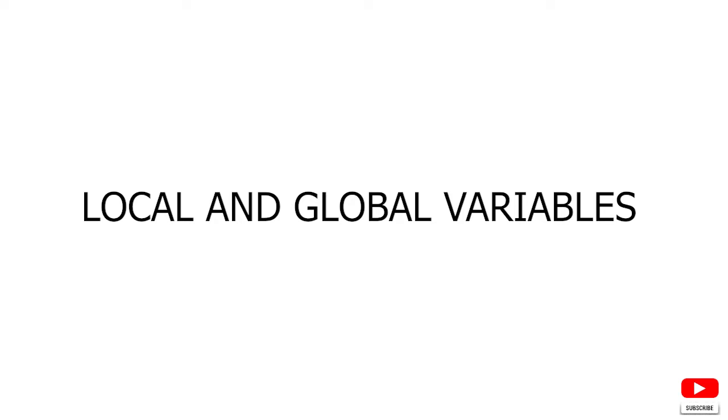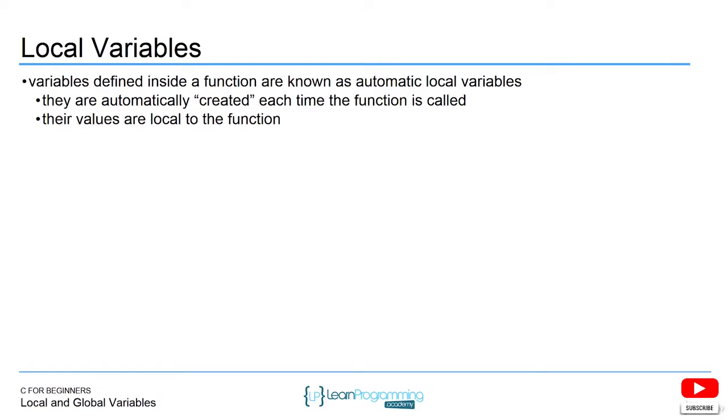Local variables really have to do with more than just functions, though. Local variables have to do with anything that has a block of code. So variables defined inside of a function are known as automatic local variables. In that function body, in between those starting and ending brackets, if you declare a variable, that variable is a local variable. It will automatically be created each time the function is called.